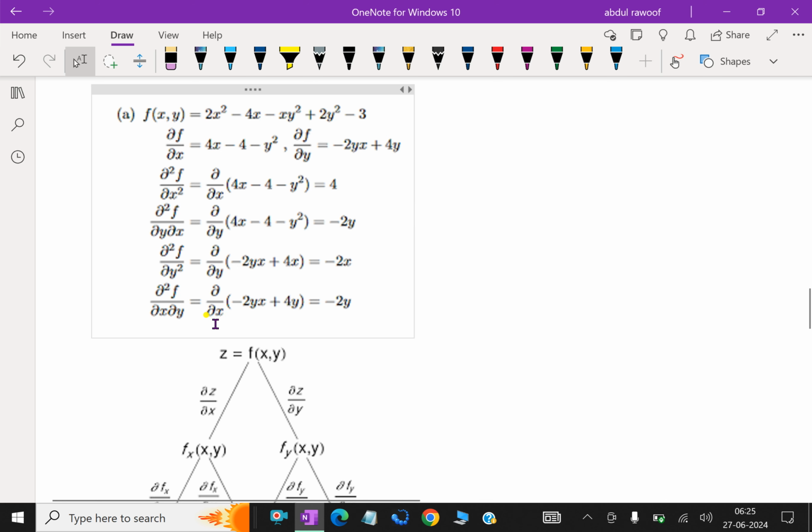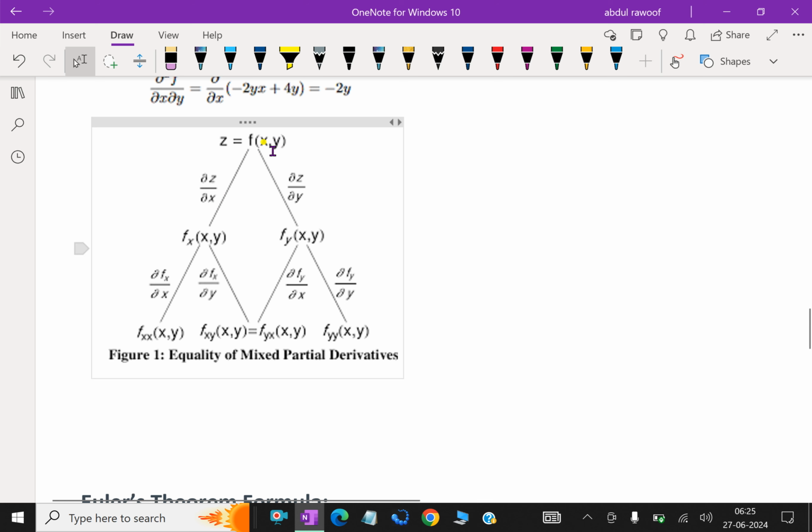Here we have to differentiate this function with respect to x one more time. It becomes minus 2y. Look at here, in general, for a function z equal to f of x, y, we can find dou f by dou x and dou f by dou y, which are called fx(x, y) and, here, dou z by dou y, fy(x, y).